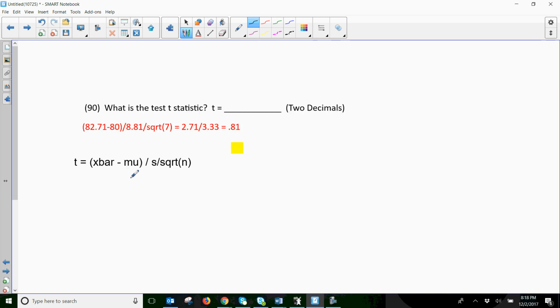So here, mu is equal to 80. Now, x bar is what we calculated, and that was 82.71. So 82.71 minus 80 is 2.71. Okay, remember that's in parentheses. Then we're going to divide that by sample standard deviation, which we calculated to be 8.81.